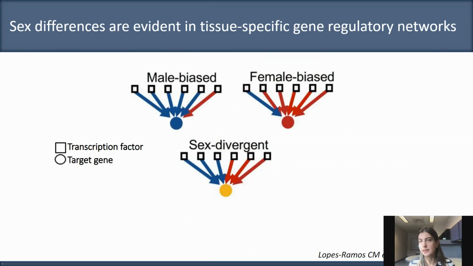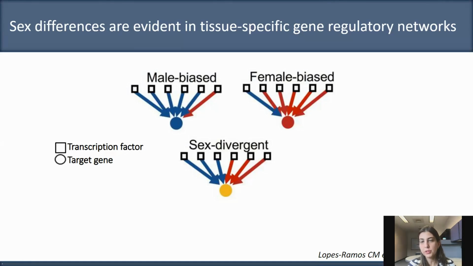So what does this mean? We can think that we have some blue genes, the one shown here. So a blue gene would be a gene with higher targeting by transcription factors in males. We also found the red genes. So these genes would have higher targeting by transcription factors in females. And then we also have the yellow genes. So genes that are targeted by different sets of transcription factors in males and females.